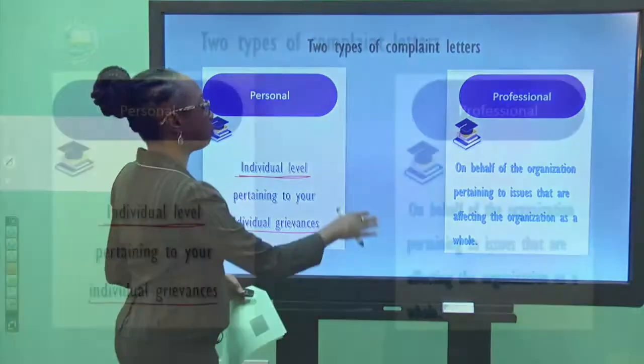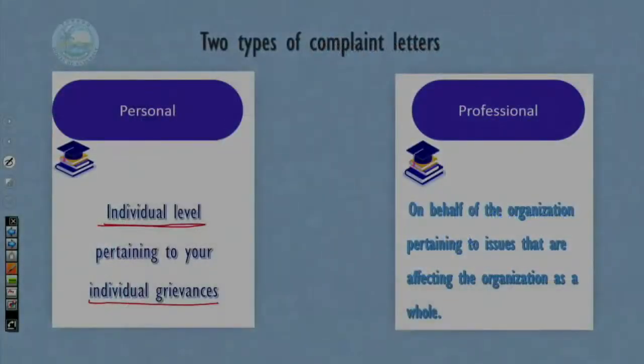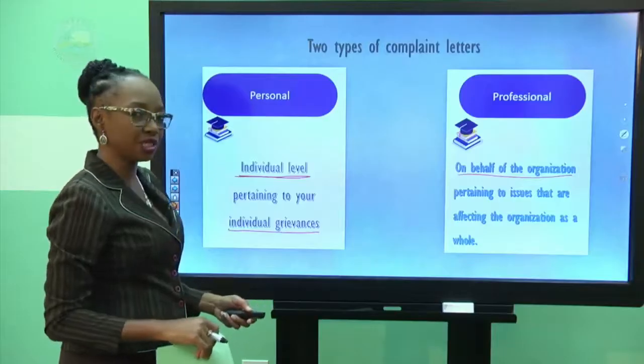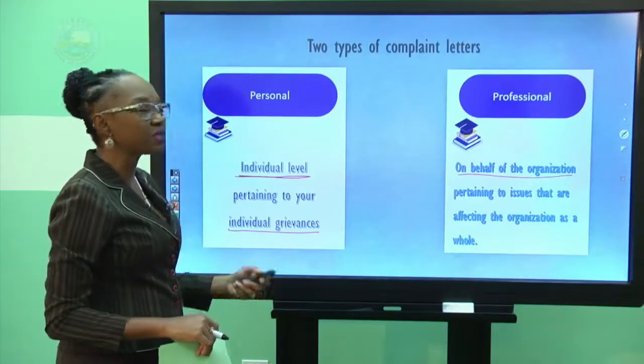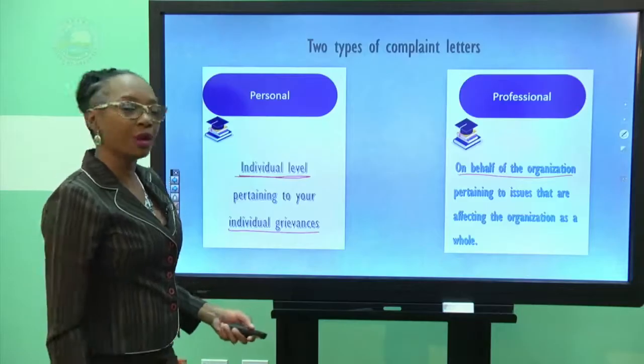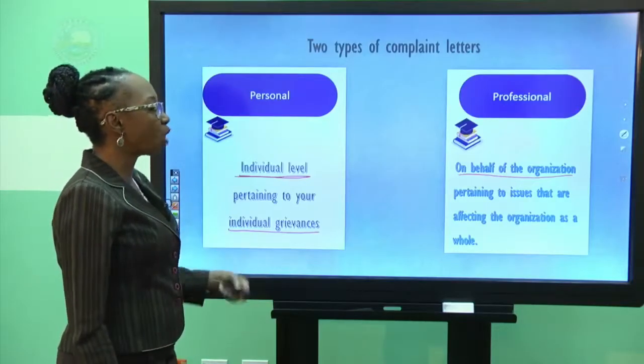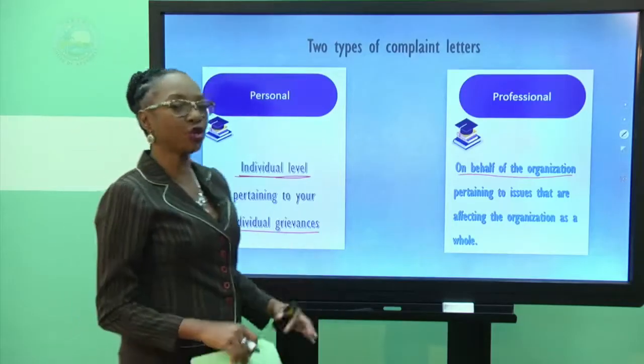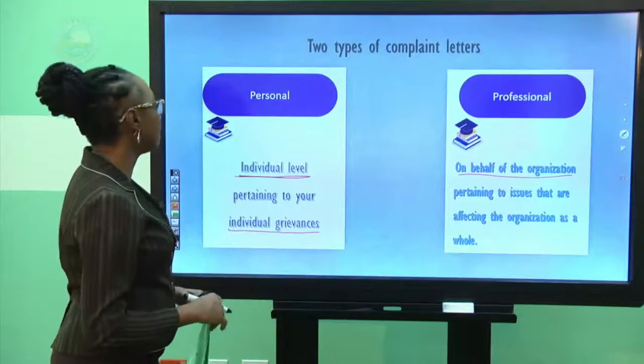On the other hand, you can have a professional letter of complaint. This is where you're writing on behalf of the organization, pertaining to the issues that are affecting the organization as a whole. So if you are the president of the village council and there's a situation that's taking place in your village that is very discomforting or uncomfortable for the members in the community, you can write on behalf of the village council. And this is where you have to ensure you sign your letter with your designated role.